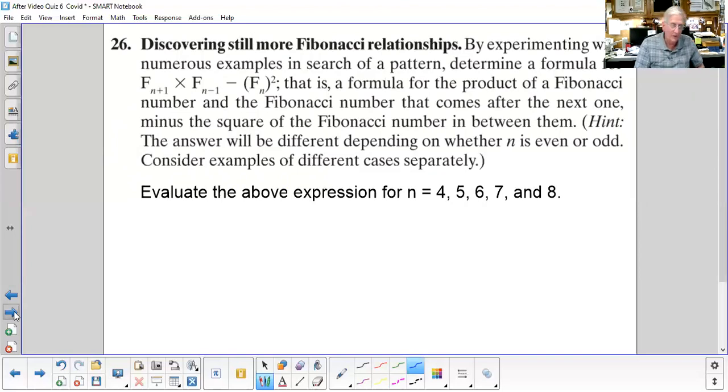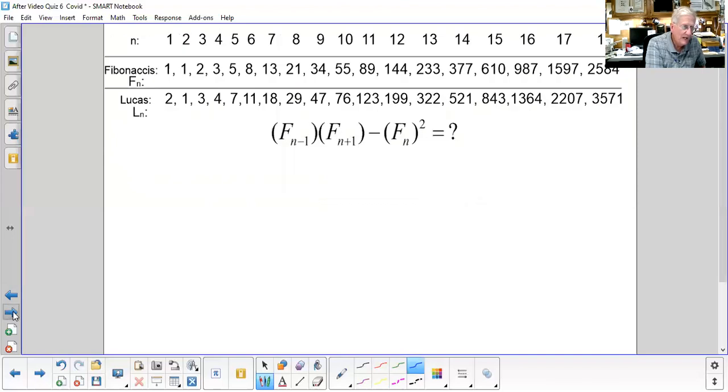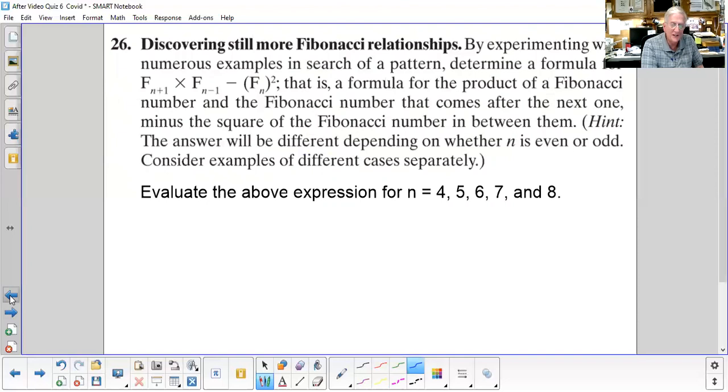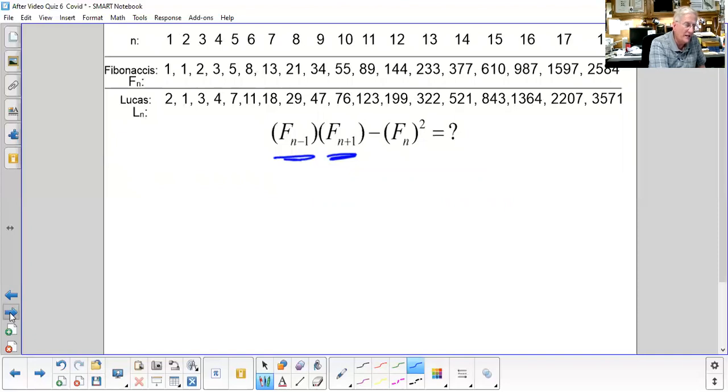Wow, that's a lot of work. Well, here's how you do it, okay? Now, I rewrote the formula that they're asking us to evaluate in a little bit different notation. I didn't put a times sign between the first two terms here. Okay, so I'm going to take f sub n minus 1, I'm going to take f sub n plus 1, and f sub n and square it, subtract that square away, and see what I get. And I'm going to see if I can find a pattern. Now, it said, when we go back to the problem, to do it for 4, 5, 6, 7, and 8 values of n. So the value of n we're going to start with is when n equals 4.